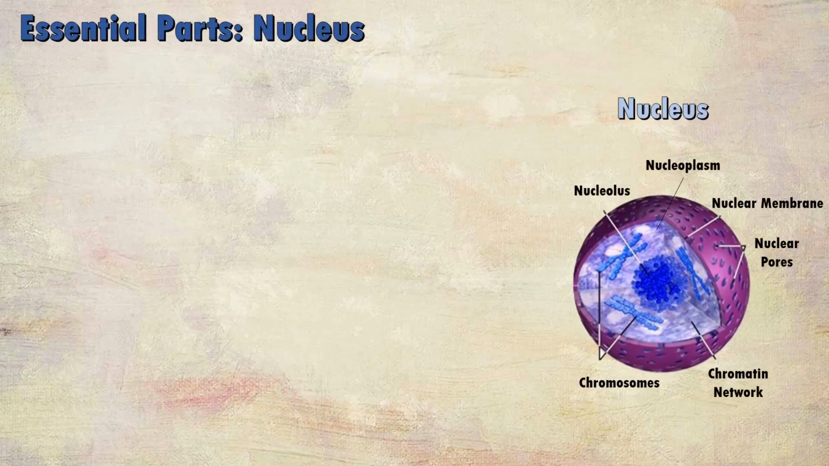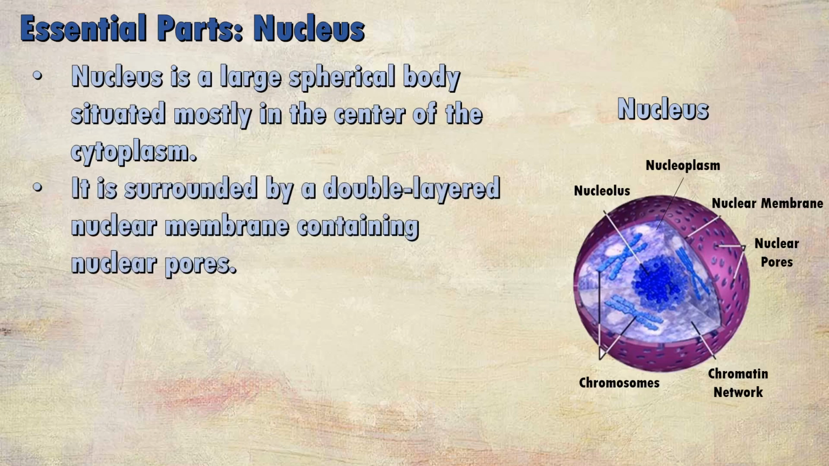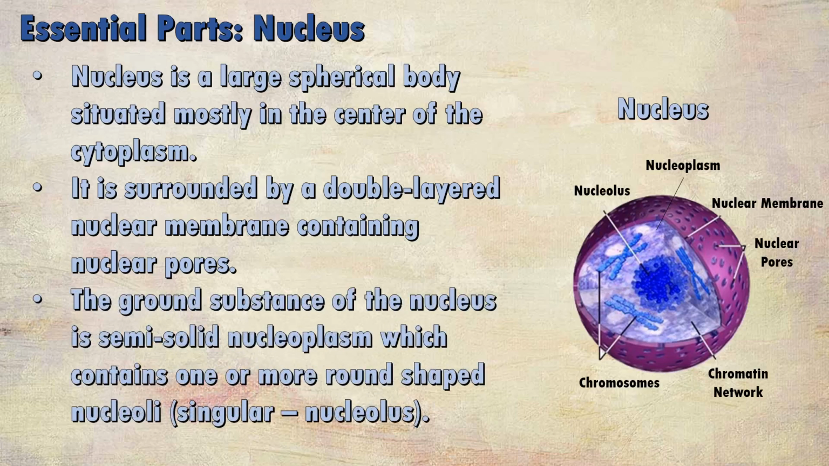And last but not the least, nucleus. Nucleus is a large spherical body situated mostly in the center of the cytoplasm. It is surrounded by a double-layered nuclear membrane containing nuclear pores. The ground substance of the nucleus is semi-solid nucleoplasm, which contains one or more round-shaped nucleoli, singular nucleolus.